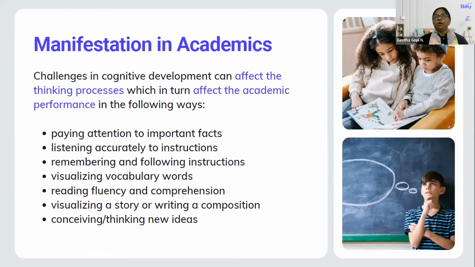What are some of the ways it affects, either positively or negatively, academic development? One of the skills required in schools is paying attention to important facts. If you read something, or if you're listening to a teacher explaining something, being able to pay attention to the information they're giving out, listening accurately and being able to follow the directions, especially if multi-step directions are given. So being able to attend to, listen to, and process that information, and then carry out the instructions being given.